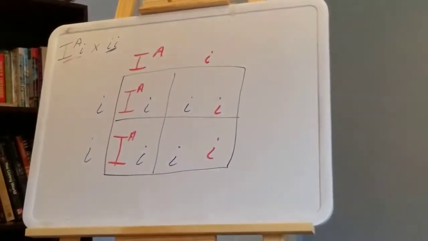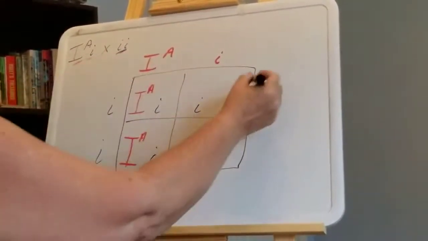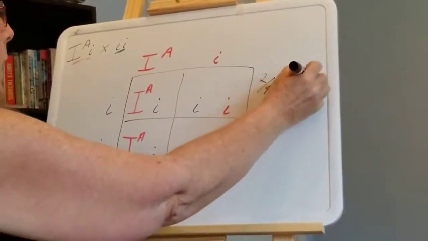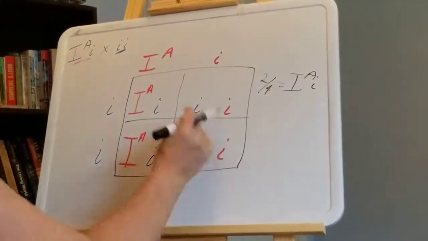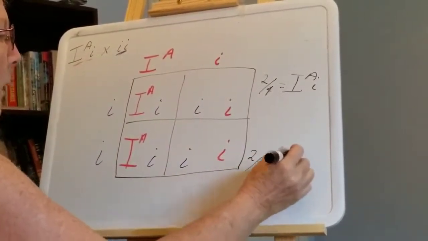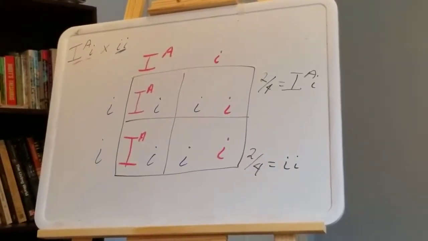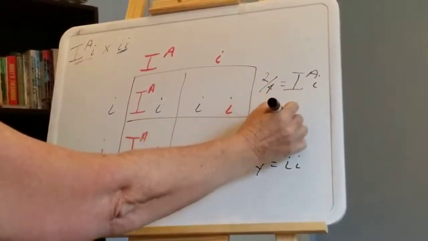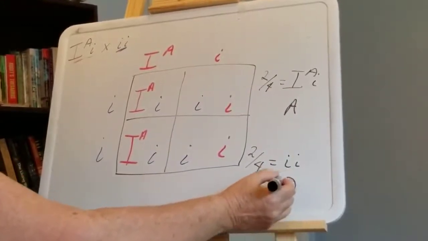Now, for the genotypes, you've got 4 squares here. 2 out of 4 are a big IA, little i. That is their genotype. And then 2 out of 4 are little i, little i. Genotype is the letters. What is the phenotype? That would be the blood type that they are. So if they're a big IA, little i, they are type A blood. If they are little i, little i, they are type O blood.